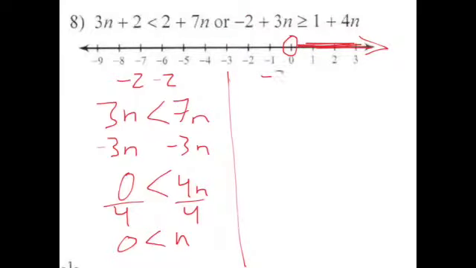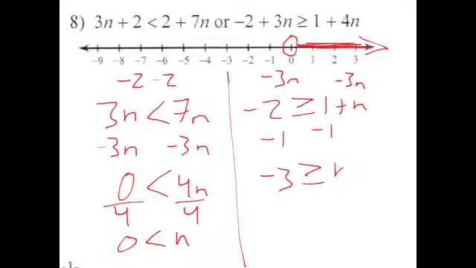I'm going to do that by subtracting 3n on both sides to get negative 2 greater than or equal to 1 plus n. I'm going to subtract 1 from both sides to get negative 3 greater than or equal to n. And if I really want to, I can use my reflexive property to switch what's on what side. And I have this n is less than or equal to negative 3.